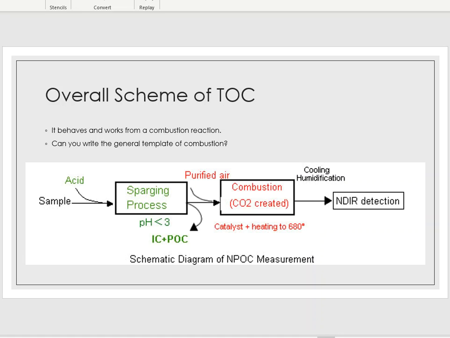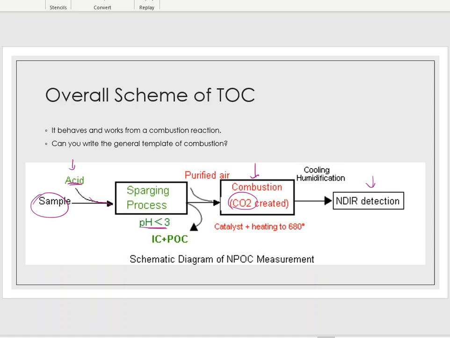Overall, though, what happens is that we take a sample, and this sample is mixed with a little bit of acid, and that goes through what we call a sparging process. And this sparging process, it's pretty important to happen below a 3, which is why we add the acid. And after the sparging, then we are going to mix that sample with some purified air, and a combustion reaction is going to happen, making CO2. And then CO2 is going to be released, and it's going to be seen by the detector.